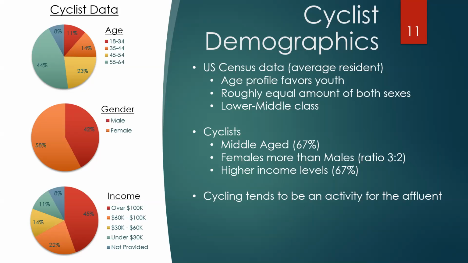Well, according to survey data, cyclists were different. Cyclists were roughly middle age. In fact, about 2/3 of them were over 45. Also, females outnumber males by a ratio of 3 to 2, and income was the biggest surprise. About 45% reported that they earn over 100,000 a year. And when it comes to 60,000 or more, that's fully 2/3 of the population of cyclists. So clearly, cycling in the city tends to be more affluent.